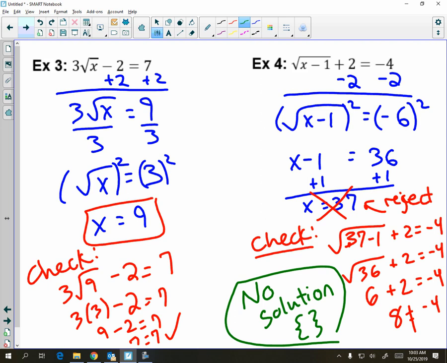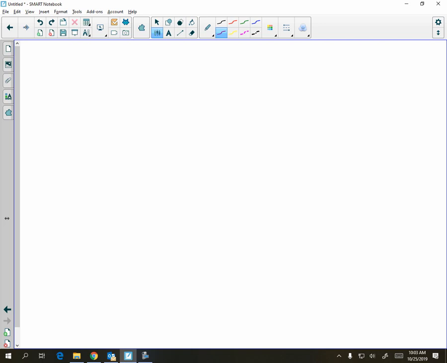Now, you didn't have to do all this work. Honestly, you could have just stopped. Let's see. We could have stopped when we were solving and got this part, that the square root of x minus 1 is equal to negative 6. And I'll write it on the side for us. The square root of x minus 1 is equal to negative 6.